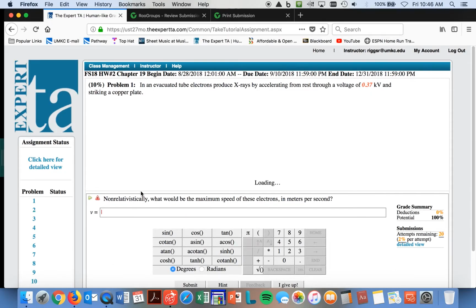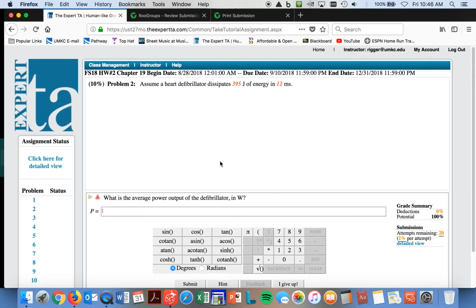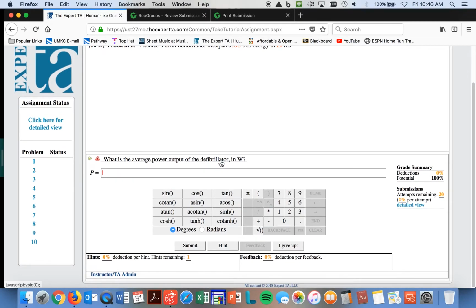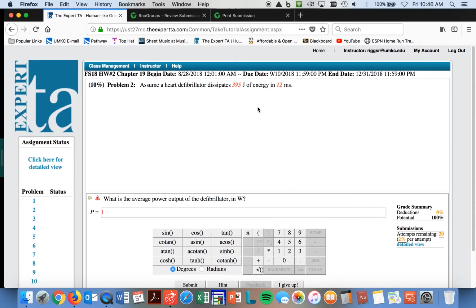What's number two look like? I'm not going to do all 10, of course. 395 joules in 12. What is the average power? Oh, do you remember power? Do you remember good old power? What is power? That's pretty easy. Joules per second, right? Good. So that's the supposed electric field between. Oh, how far apart in meters are the two if the potential difference is 0.155 kilovolts?